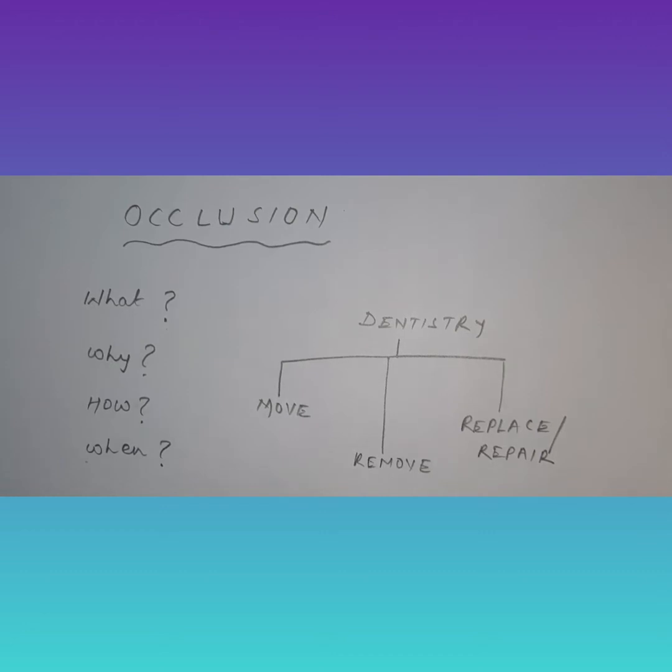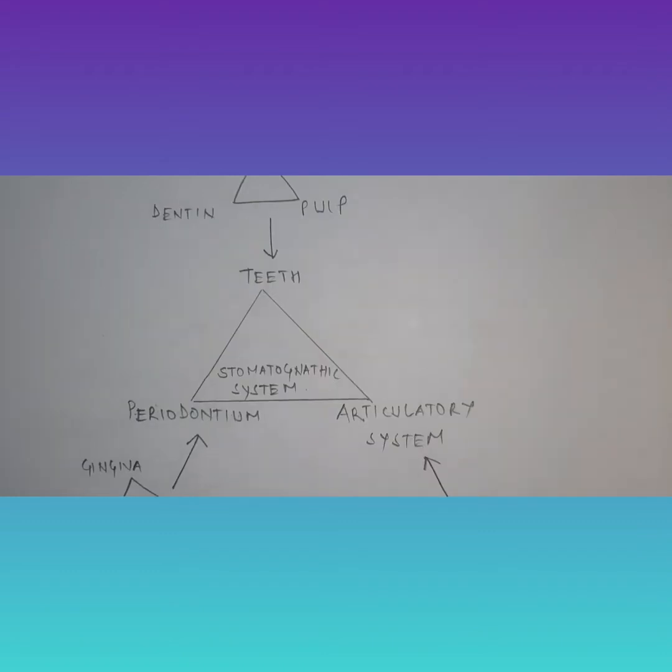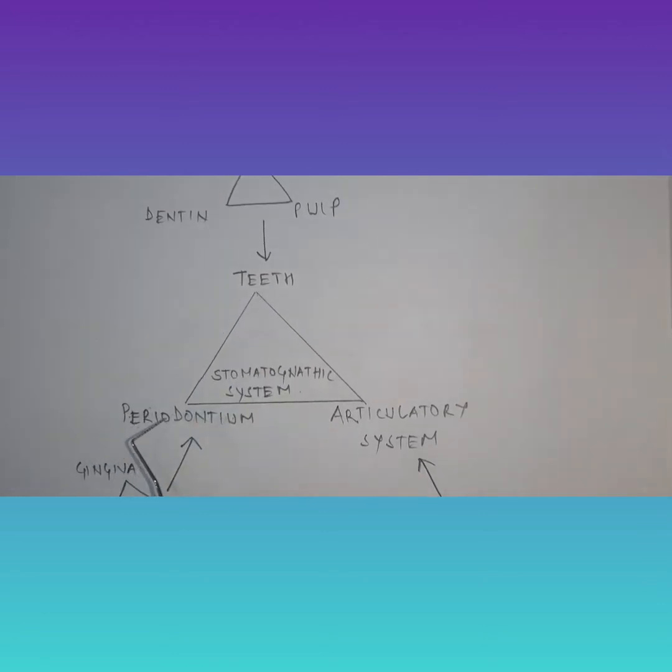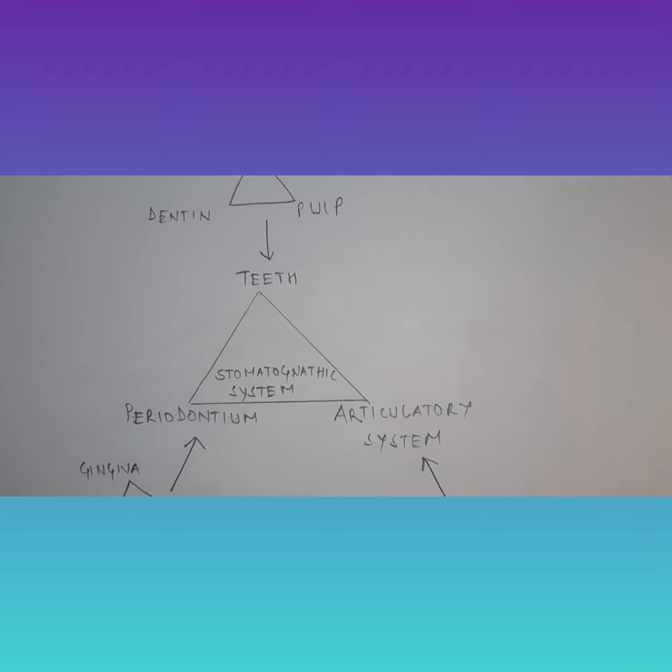So let us understand this topic because it's a very important part of the somatognathic system. The somatognathic system, or the masticatory system, comprises three components: the teeth, the periodontium, and the articulatory system. Majorly, when we practice dentistry and when we are taught dentistry, we focus on teeth and the periodontium, but we usually do not concentrate upon the articulatory system, although it is a very important component of the somatognathic system.